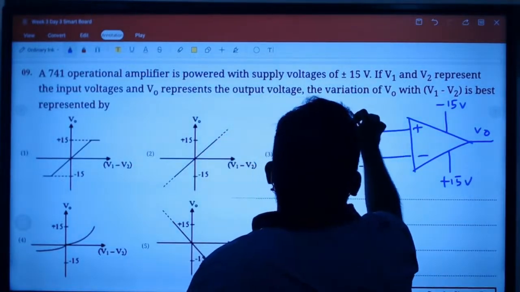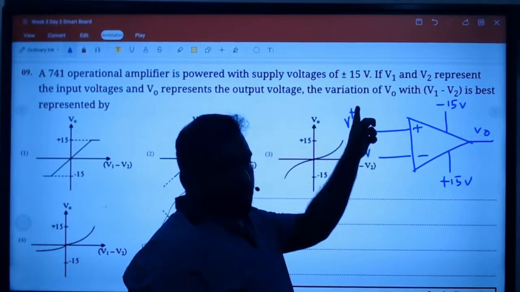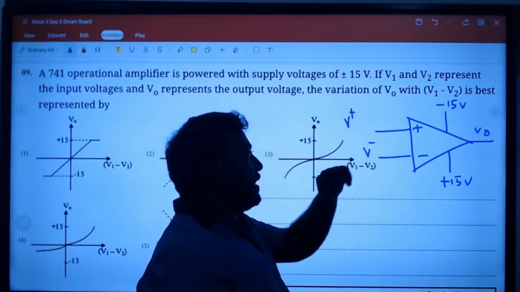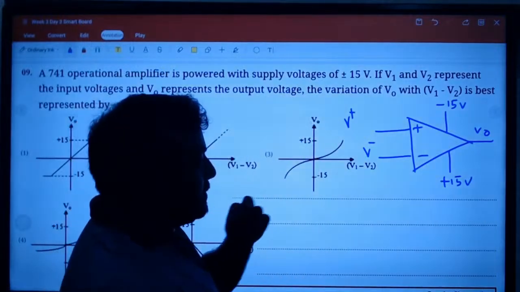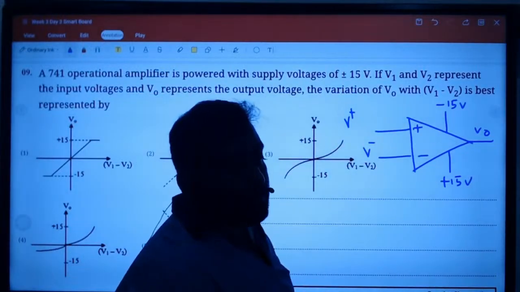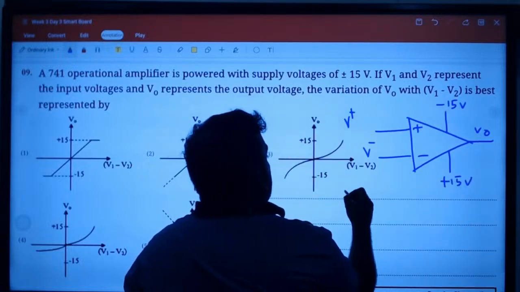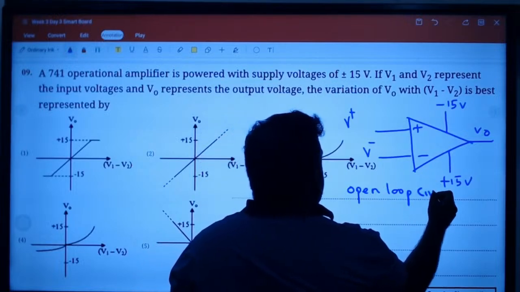Generally we say V plus here, we say V minus here. All of you know this, these are called the non-inverting input and the inverting input. That's your output. What kind of circuit is this? It is called an open loop circuit. Why? The output has no feedback with the inputs. So it's an open loop circuit.